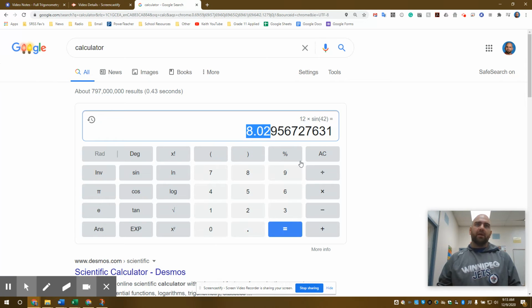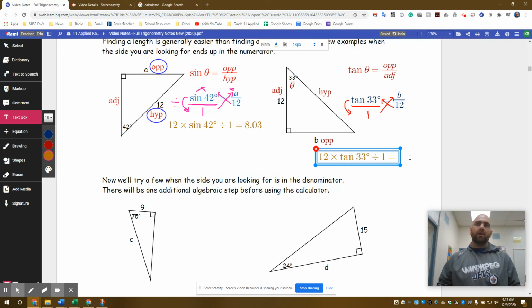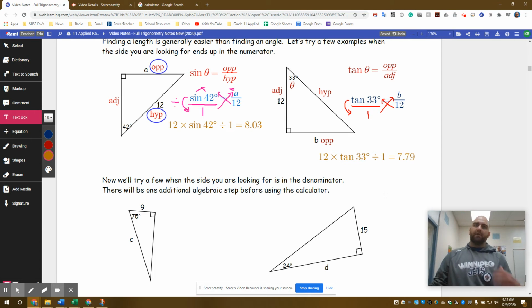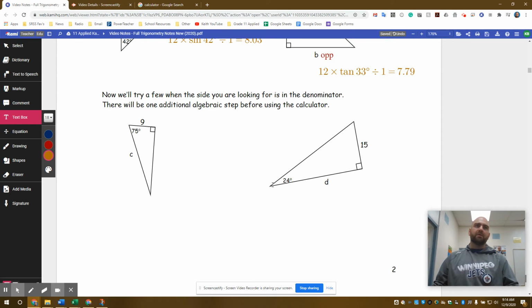Let's do it with the calculator again. Clear that off. 12 times tan of 33. And that equals 7.79. And so the answer right here, again, to 2 decimal places, is 7.79. We don't have any units, so we don't have to worry about trying to find a unit. Okay, so this is when we're given the value that's in the denominator and we're trying to find the numerator. Probably the easiest of the ways to do it.